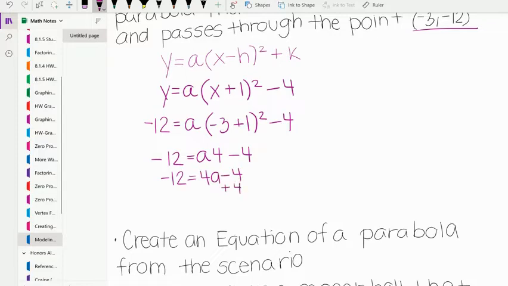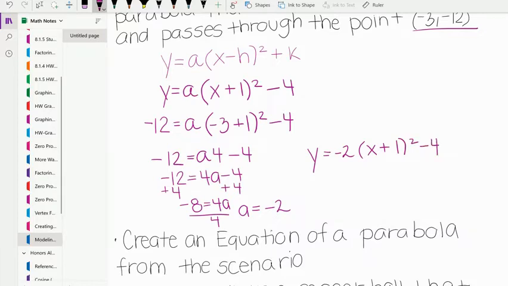You can add 4 to both sides. So we get -8 equals 4a. Divide by 4. So a equals -2. So we write our final equation, which would be y equals -2 times x plus 1 squared minus 4.